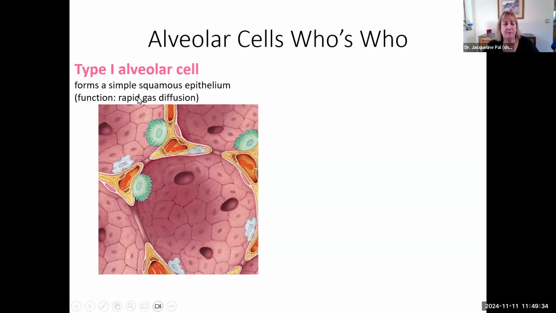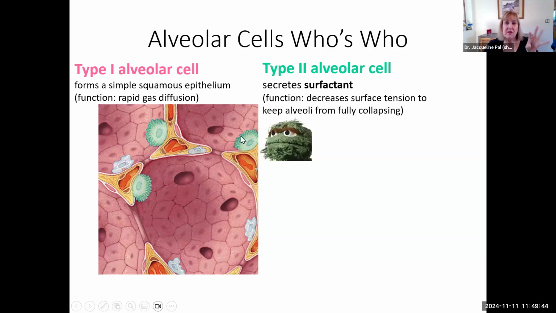Nothing new there. The second cell we're going to look at is this green one here with the little ruffled border, kind of looks like an Oscar the Grouch if you look at it.